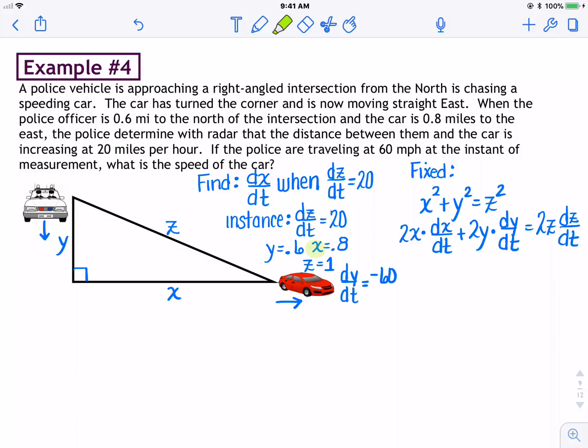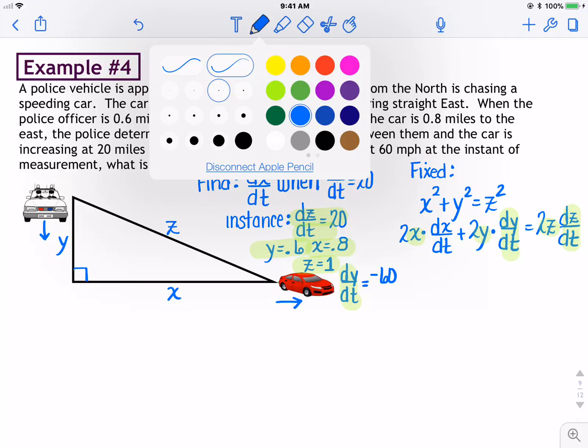At that specific instance in time, I have x, so I'll be good there. I'm trying to find dx/dt, so it's fine that that's a variable. I have y, and at that time I have dy/dt. At that time I have z, but I don't have dz/dt. So we're trying to find what that is. Well, here's the good news. At that instance, that I know. So I'm ready to go ahead and plug in everything that I know and solve for the one variable that's left standing.